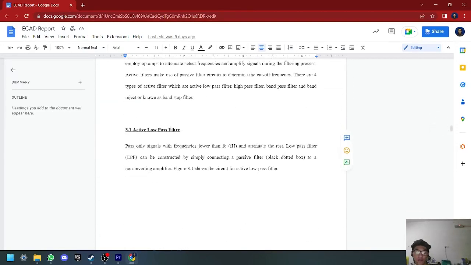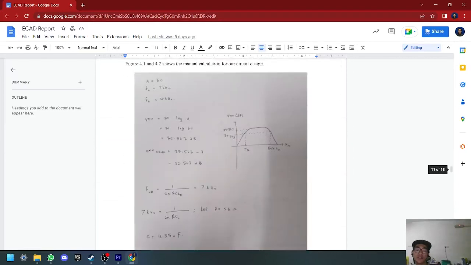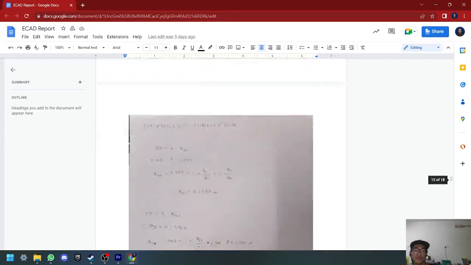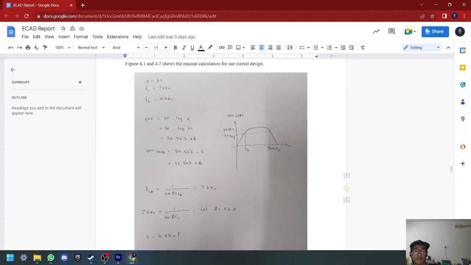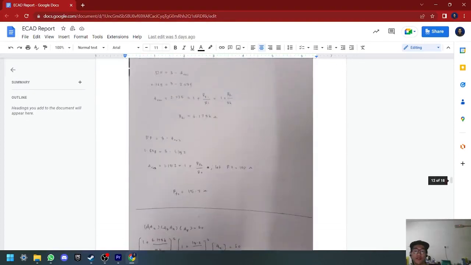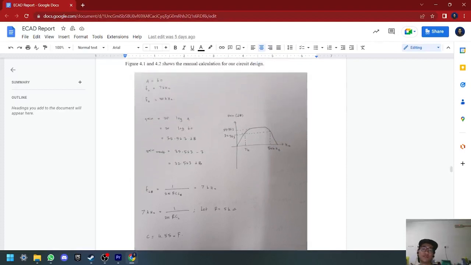Okay, so the analysis for this project. The circuit is done by TULASI, and I'm doing the troubleshooting and the manual calculation. Before that, I want to clarify that I made some mistakes ordering the resistor and capacitor values. The resistor should be 100 ohm, but we ordered 100 kilo.